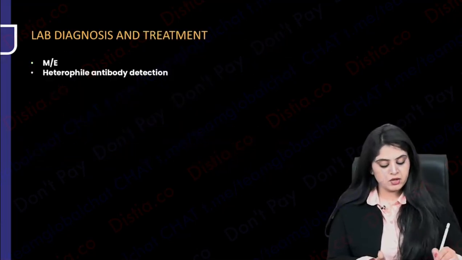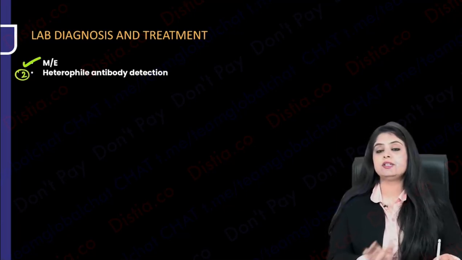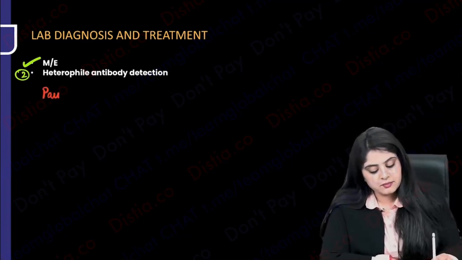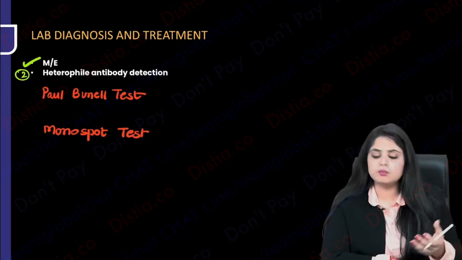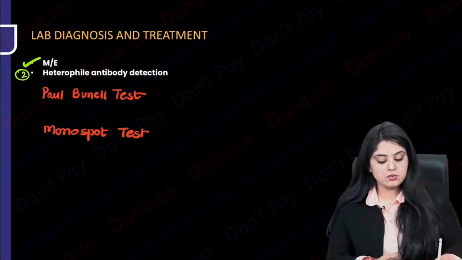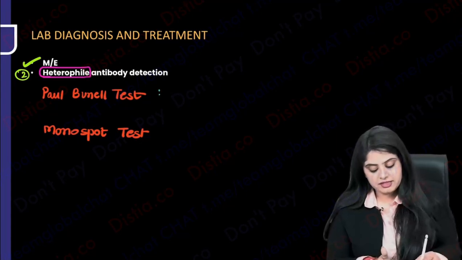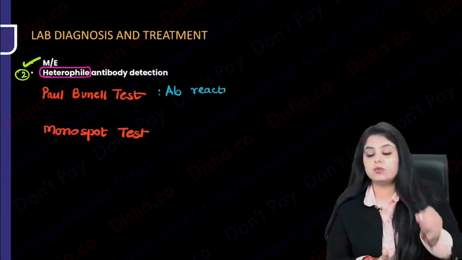So microscopy, ho gaya. What are the other tests that you have? The second test that we have is the heterophile agglutination or antibody testing. What are the two tests that you have under it? There is something known as the Paul Bunnell test, and the second one is going to be the monospot test. Paul Bunnell pehle karte the, monospot is more of a recent thing. So remember, Paul Bunnell test, firstly you need to go back to your chapter of immunology and tell me what was heterophile. Heterophile basically means that the antibodies are gonna react with some other species only.